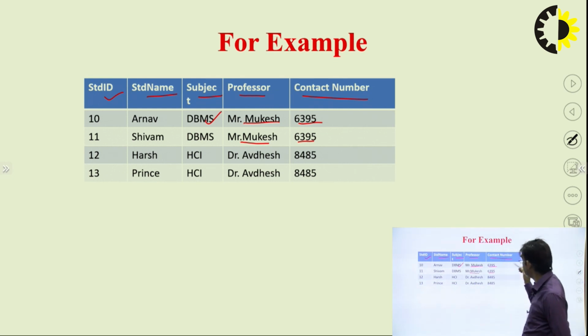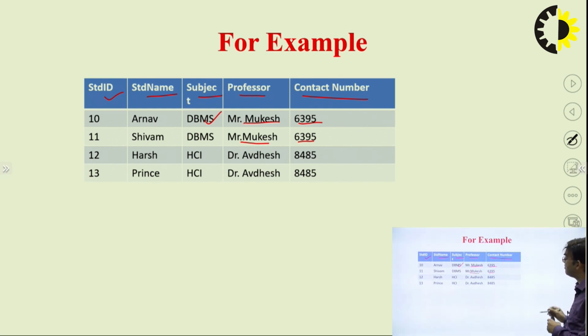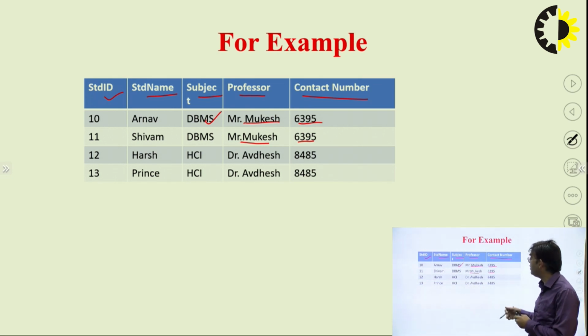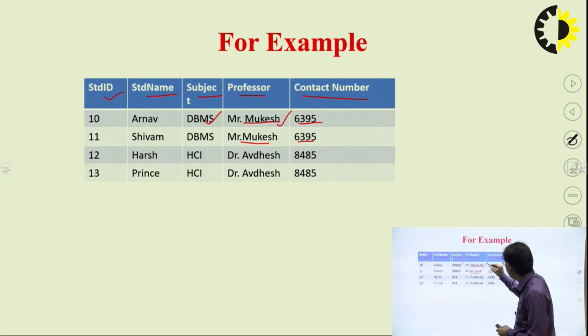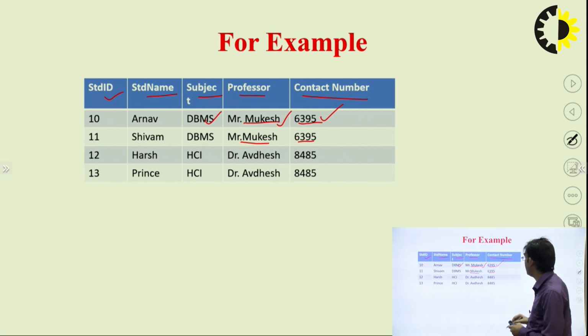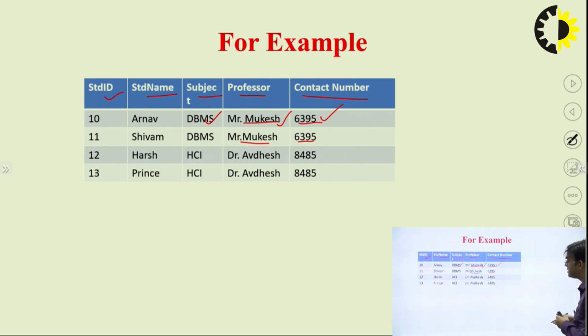What will happen if we look clearly at this table? What is going on in this table? There are some values that are repeating multiple times. Let's suppose the name of the professor is repeating multiple times, and the contact number of the professor is repeating multiple times. What problem occurs due to this repetition? What problem is faced by the database user?